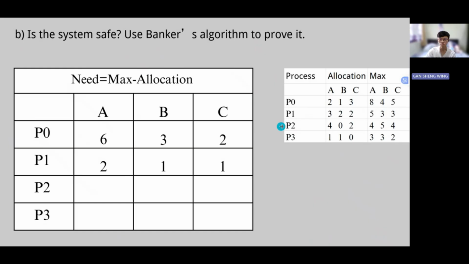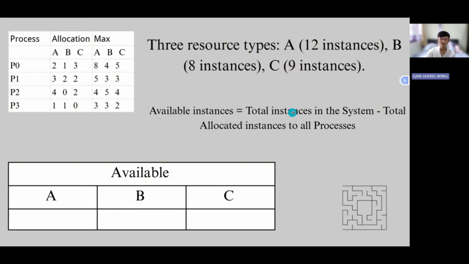Move on to process 2. 4 minus 4 is 0. 5 minus 0 is 5. 4 minus 2 is 2. And P3, the max resource type A is 3. 3 minus 1, 2. 3 minus 1, also 2. 2 minus 0, also 2. So this is our need table. Now move on to this slide. We want to calculate the available table.